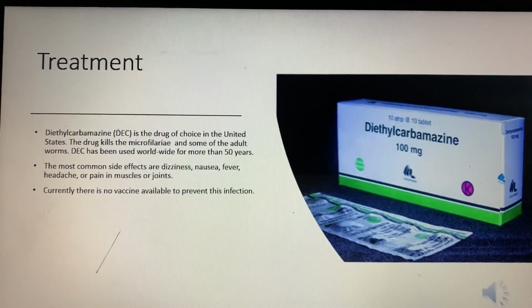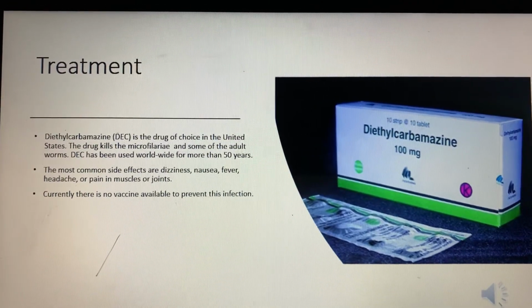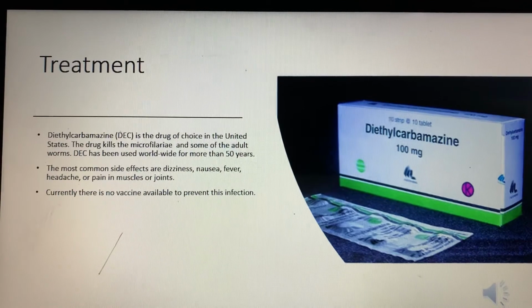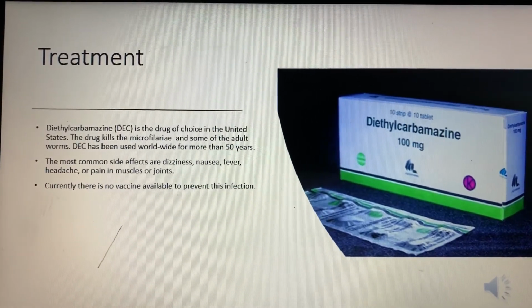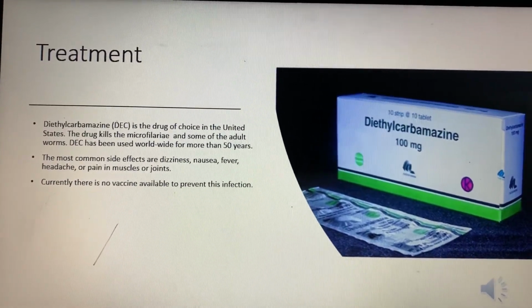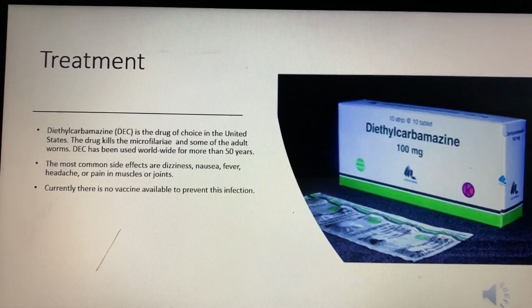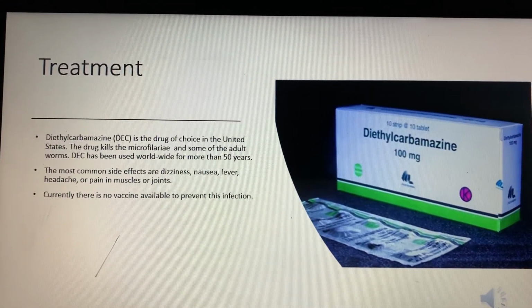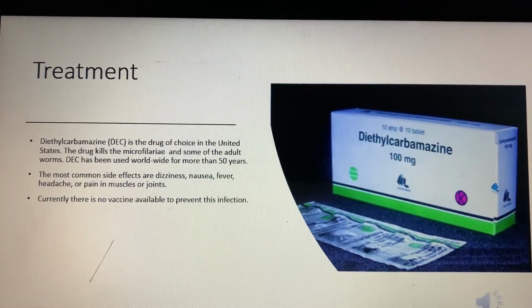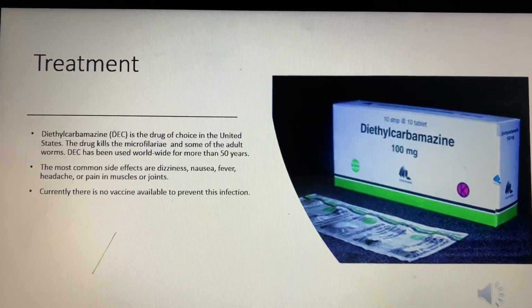And after a lot of research about vaccines, I did find that there are no vaccines available to prevent this infection, and the development of a potential vaccine could effectively support the ongoing mass drug administration program by the World Health Organization. So, no vaccine.